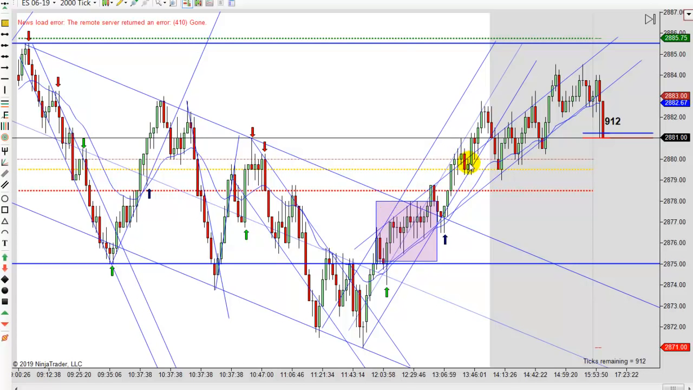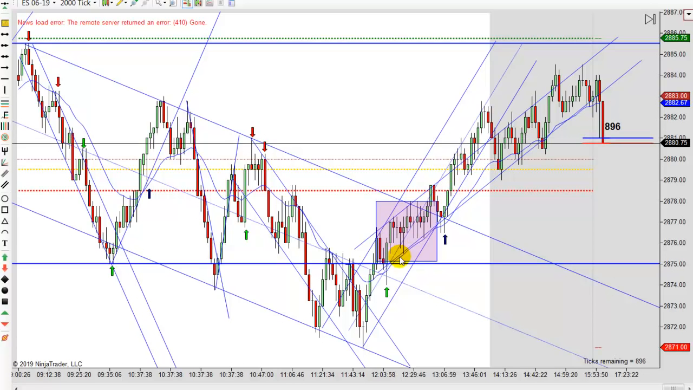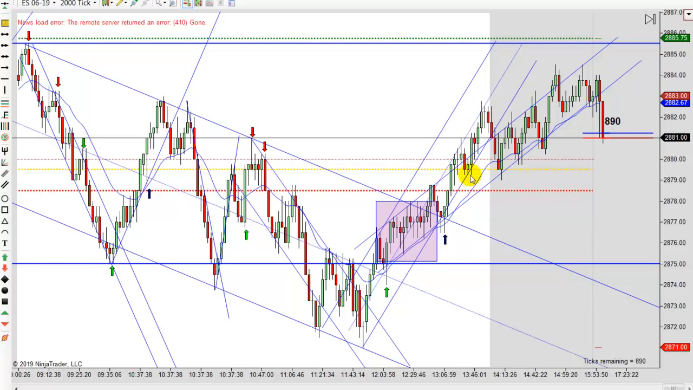It looks like we got an overshoot. So these two are converging right here, this channel up and then this sideways channel. So it's just not a good place to enter. I'd skip that one.